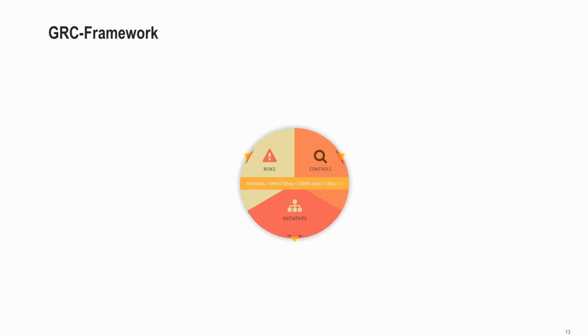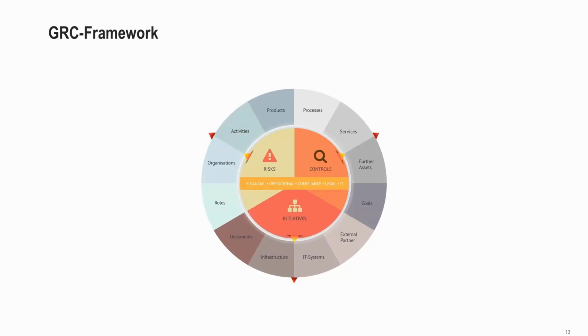The elements used in this context are what we call the assets within our method. They include, for example, the processes, the IT services offered, the infrastructure or the organizational structures, and these assets are the second dimension in our overall GRC framework.